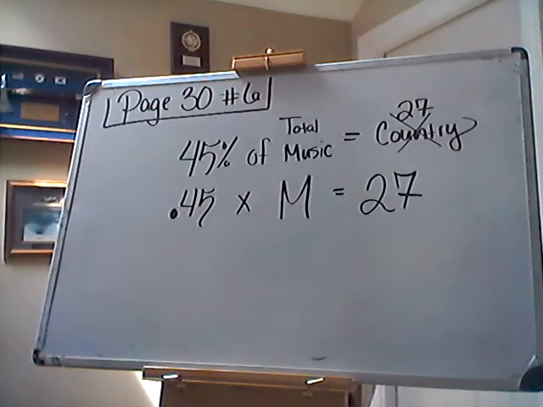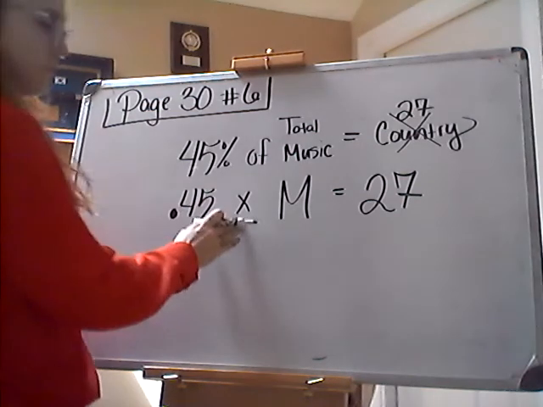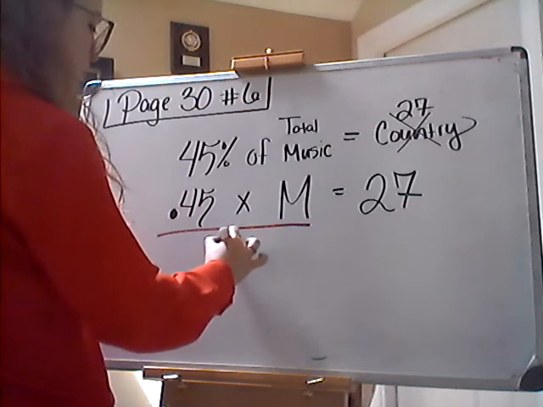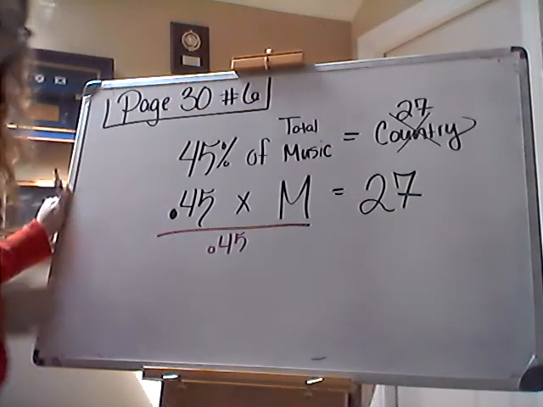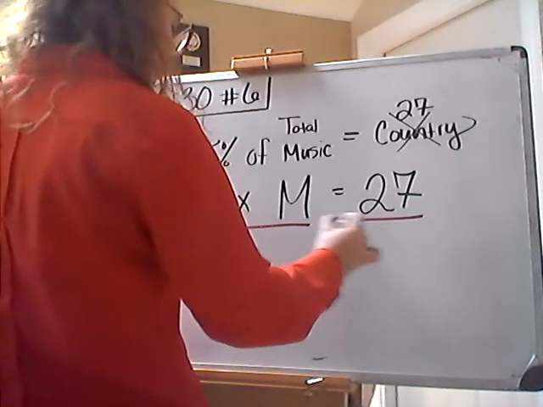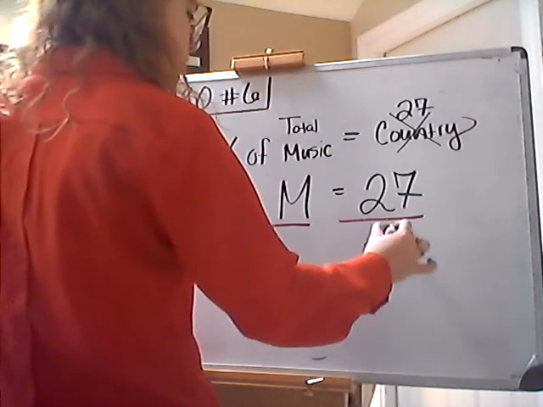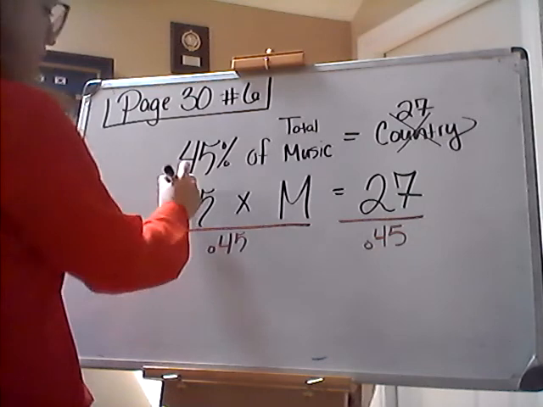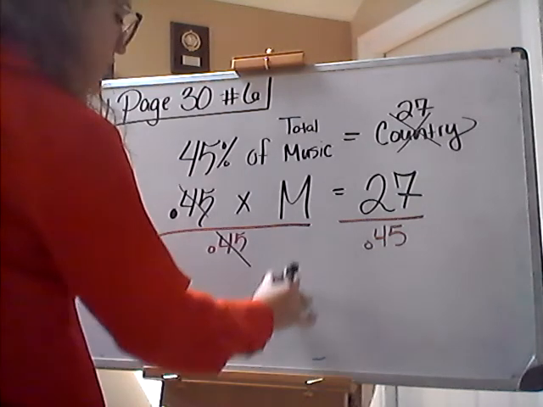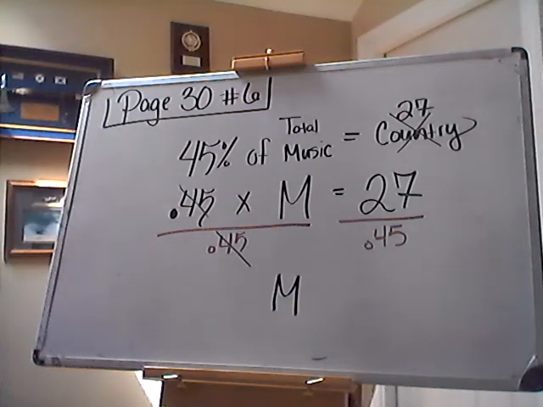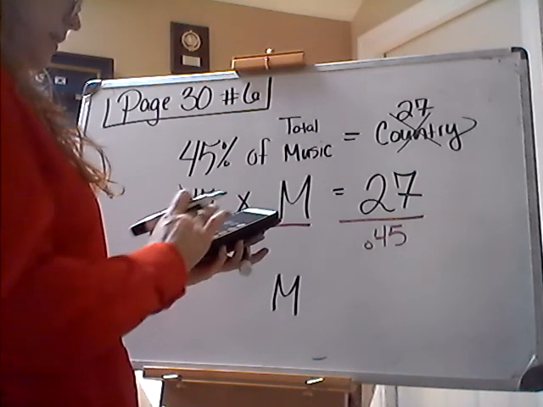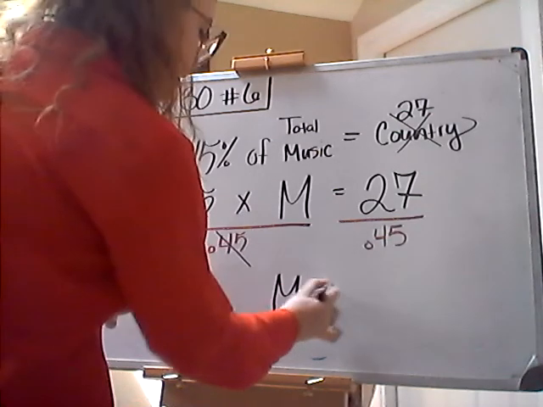We solve multiplication equations using the inverse operation of multiplication, which is division. We're going to divide this side of the equation by 45%, aka 0.45, and divide this side of the equation by 0.45. 0.45 divided by 0.45 is 1, which leaves just N. And then 27 divided by 0.45 is 60.